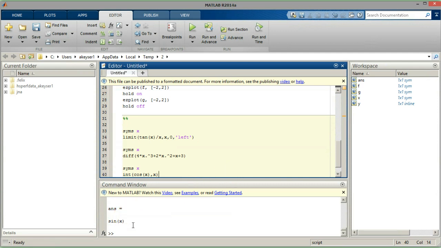Okay, now MATLAB is not as smart as we are. MATLAB will not put the plus c. It's going to give you an antiderivative, but it's not going to give you the entire family of antiderivatives. So you have to know implicitly that this is really a family of solutions you're thinking about. You have to be a little smarter than the computer.